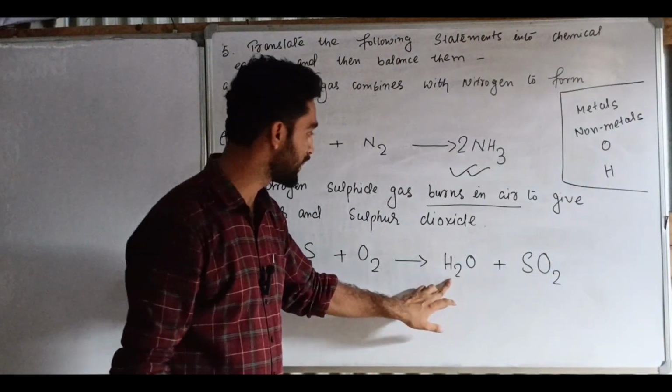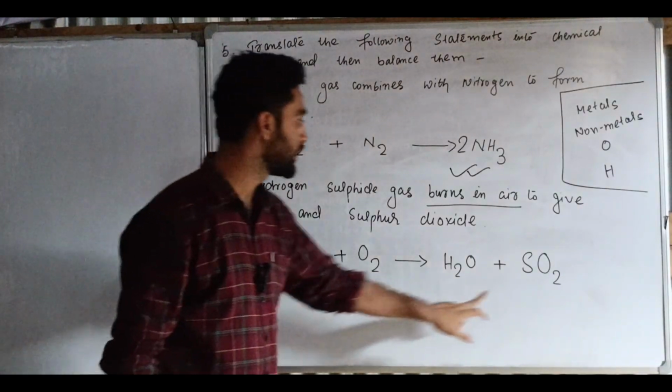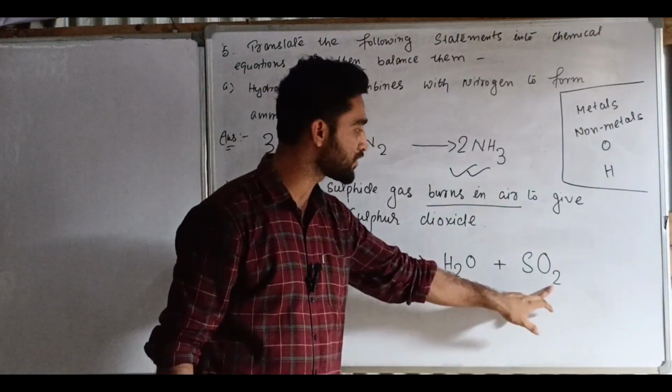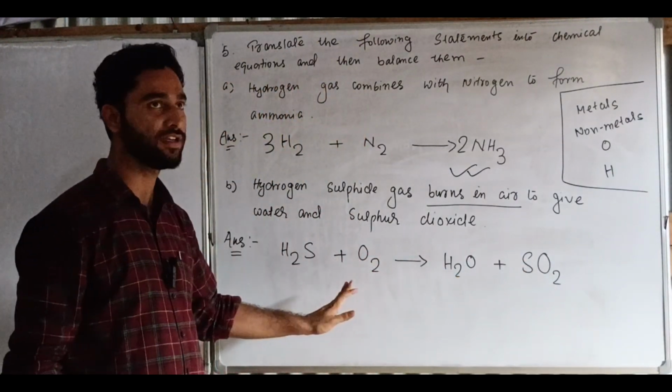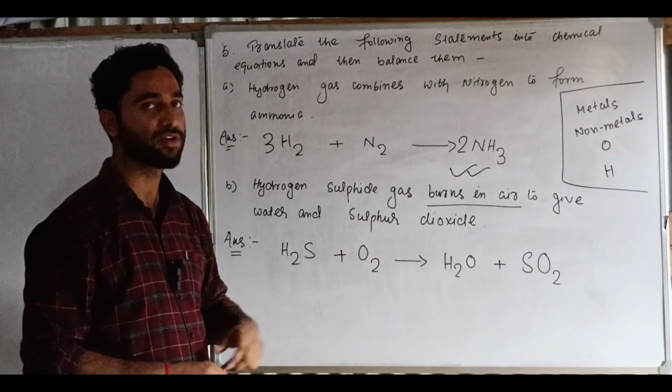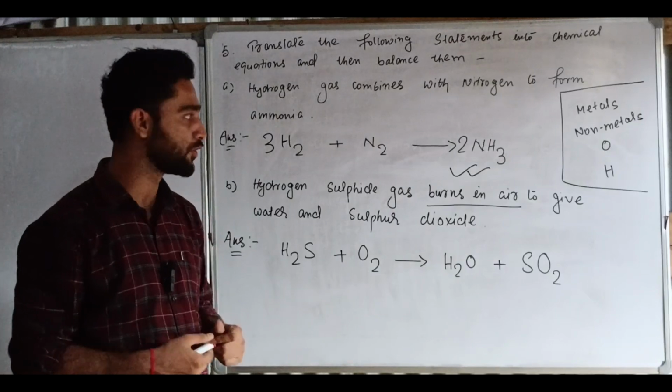Hydrogen 2, hydrogen here 2. Sulfur 1, sulfur 1. Oxygen here 2. This side oxygen 1 plus 2, 3. That means the reaction is a skeletal equation. So this skeletal equation we have to convert into the balanced chemical equation.